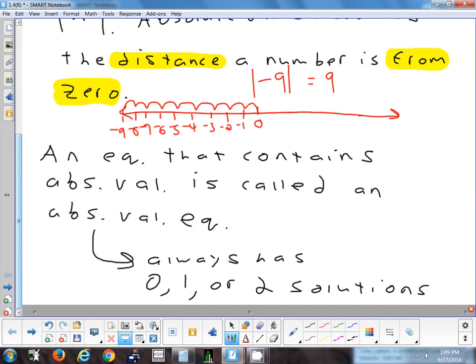Now, an equality that contains absolute value is called an absolute value equation. So we're talking equations now like we solved before. It's going to have a variable. It's going to have an equal sign. You're going to have to solve for something. When we do these, it's always going to have 0, 1, or 2 solutions, depending on what we're doing. Let's look at the next page.